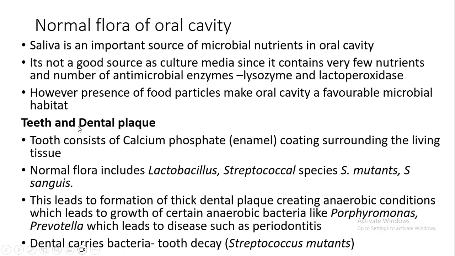So next is teeth and dental plaque. A tooth basically consists of calcium phosphate or enamel coating that surrounds the living tissue. The normal flora of tooth includes Lactobacillus and Streptococcus species like Streptococcus mutans and Streptococcus sanguis, and they generally divide and multiply and form a thick dental plaque.